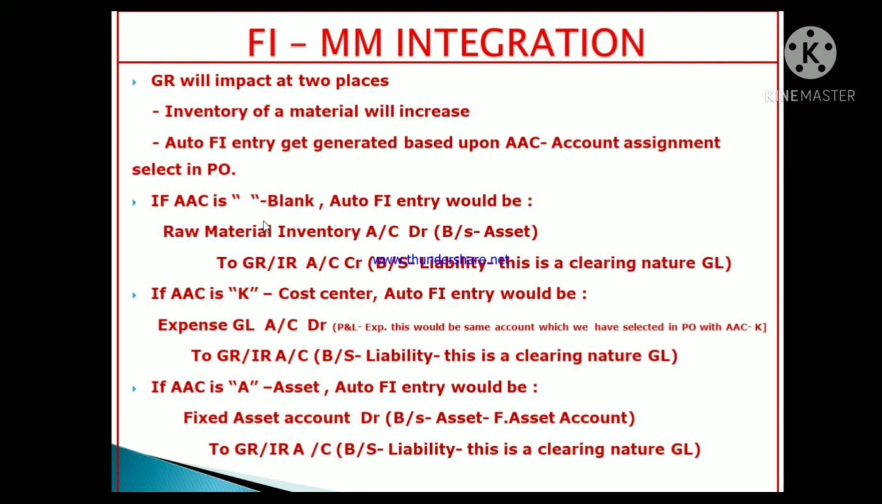So if the AAC is selected blank, the automatic FI entry generated would be: raw material inventory account will be debited and your GRIR account will be credited. And what are the parameters here? Here the raw material inventory account is a part of your balance sheet, an asset in the balance sheet. And the GRIR account is a clearing nature account, so it is a part of liability in the balance sheet, and it is a clearing nature GL, because when we book the invoice, that time we will clear this GL. So the GRIR account is a clearing nature GL and your raw material inventory account is a balance sheet asset nature GL. This is the entry in the case of blank AAC.